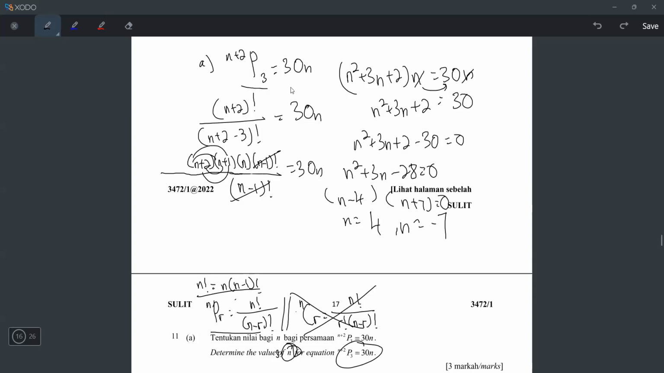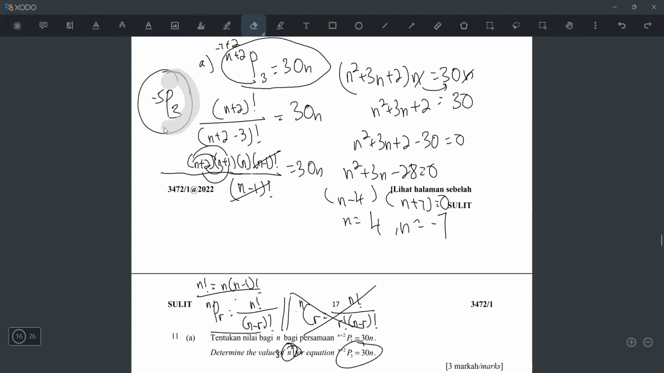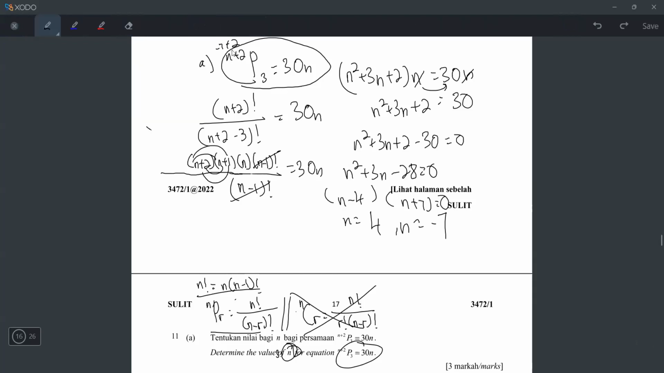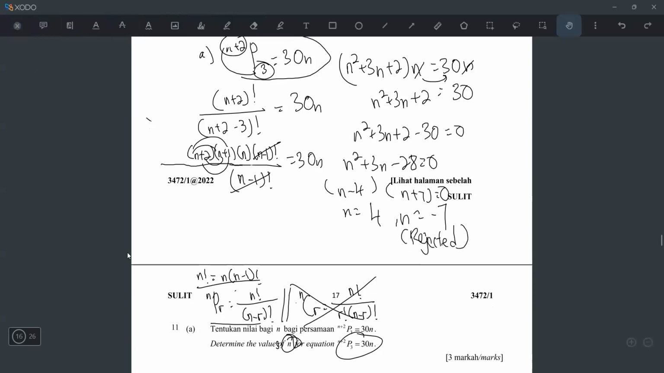Okay, let's imagine this. (n plus 2)P3. If n is negative 7, means it will be negative 7 plus 2, means it will be (negative 5)P3. But if you press (negative 5)P3, you will get math error. Do you know why? Because how can you arrange 3 objects from negative 5 objects? It means the number up here and down here both cannot be negative. So rejected. So the n must be 4 then. So that's how you do it.